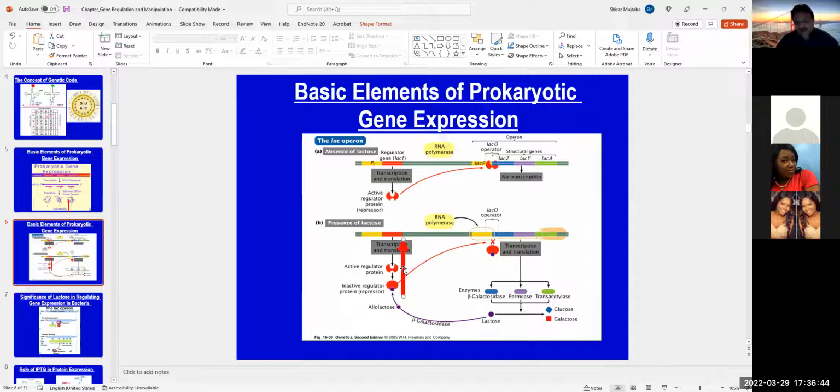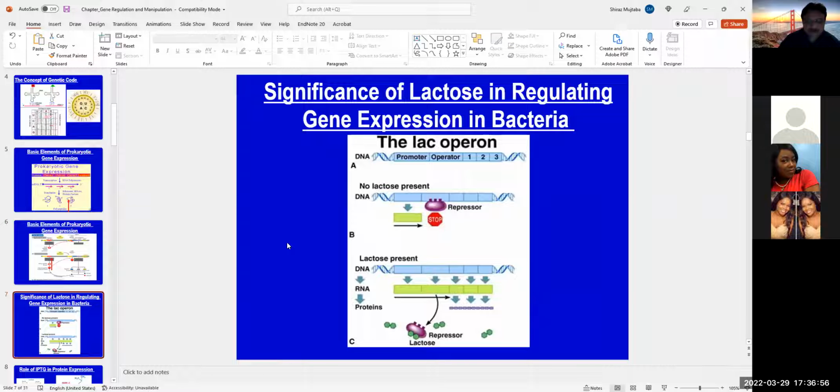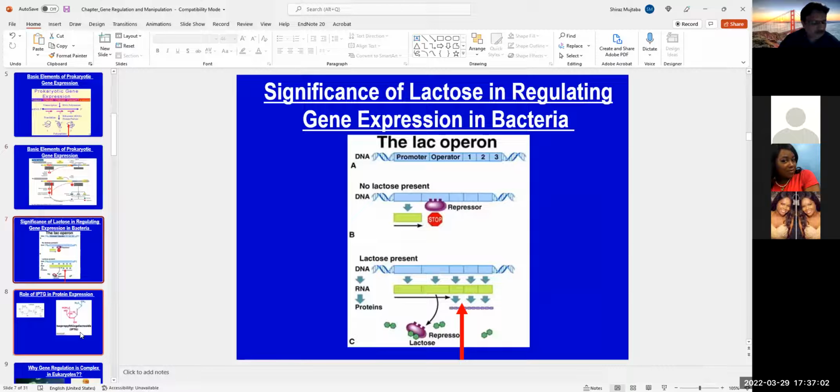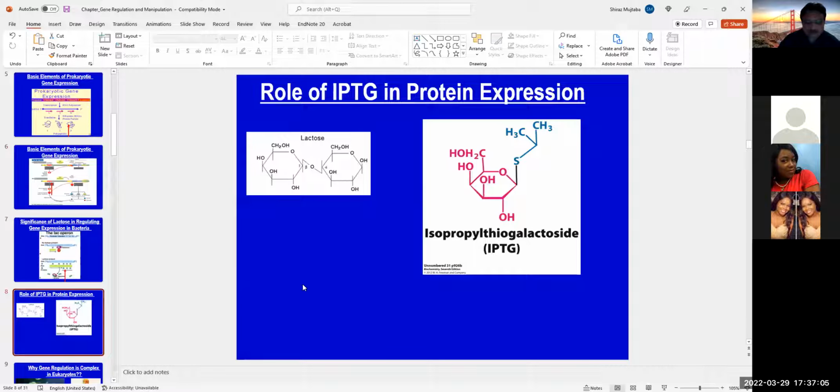So the simple lac operon model serves as a model inside a biotech company to scale up protein production. Right? And this is a very simplified picture: a stop sign, and then activity or activation. Now this is lactose, right? This is lactose, right?